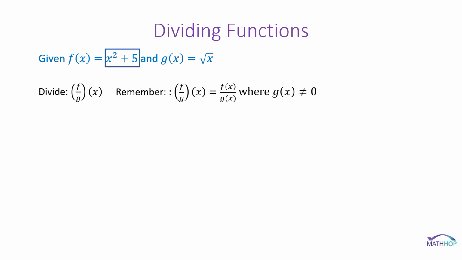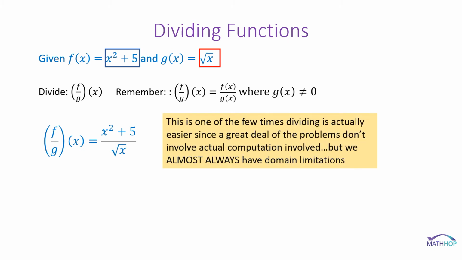Let's look at it. We have x squared plus 5, that's f of x, that's going to be our numerator. We have the square root of x, that's g of x, that's going to be our denominator. Putting it all together, we get x squared plus 5 divided by the square root of x. Notice I didn't rewrite the square root of x here because it doesn't help me here. It helped me when I was multiplying, but dividing it doesn't, because this is one of the few times where dividing causes less work for us. Most of the time when we get dividing functions with operations of functions, we don't actually have to perform any division. We simply place f of x in the numerator and g of x in the denominator, and then we're done. There's nothing to actually divide.